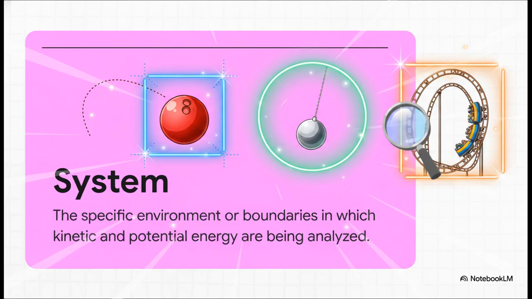And that's really just the specific, contained area of physics we're observing. I mean, you can't calculate the physics of the entire universe all at once, right? You have to essentially draw an imaginary box around the bouncing ball, or the swinging pendulum, or the roller coaster car. That box, that's your system. It's absolutely crucial for keeping your data organized and accurate.